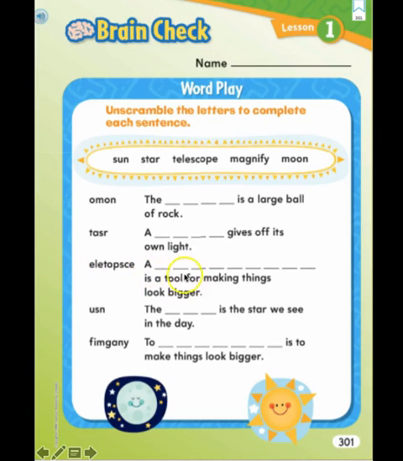Next we have a blank, and this is a long word. A blank is a tool for making things look bigger. Here are your scrambled letters. Here are your words spelled correctly. A blank is a tool for making things look bigger.